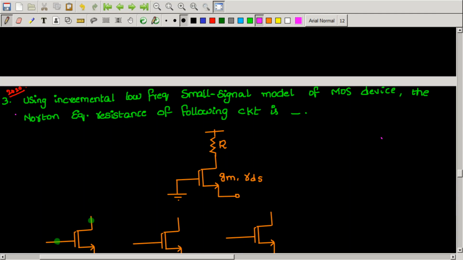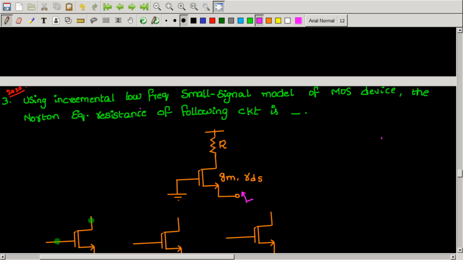Hello friends, in this video let us solve one more question which was asked in GATE 2020. So here, using the incremental low frequency small signal model of MOS device, we should find the Norton equivalent resistance of this circuit. That is, we should find the resistance seen from this terminal.